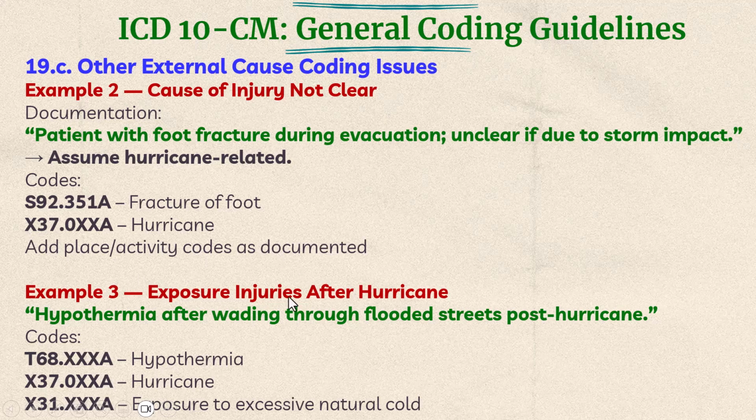Example 3, exposure injuries after hurricane. So documentation says hypothermia after wading through flooded streets post hurricane. So here you have to code first the hypothermia, that is T68.XXA for hypothermia, and X37.0XXA for hurricane, and X31.XXA for exposure to excessive natural cold.